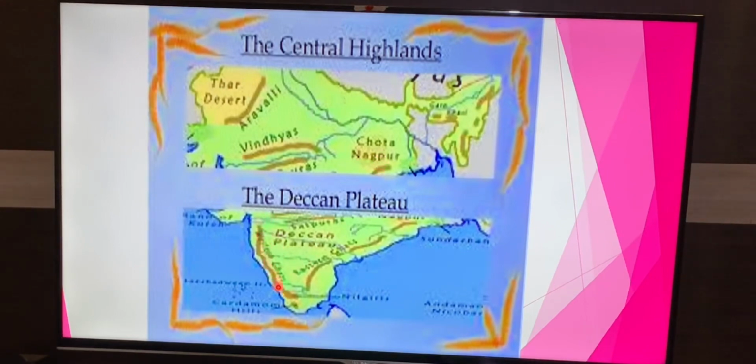Western Ghats on the west side, Eastern Ghats on the eastern side. So, Deccan Plateau is surrounded by Vindhya Satpura Range, Chotanagpur Plateau, Western Ghats in the western side and Eastern Ghats in the eastern side. The Western Ghats and Eastern Ghats meet at Nilgiri Hills.